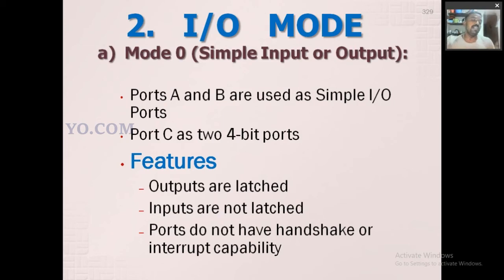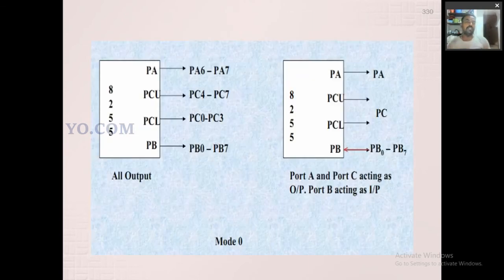Port C is again divided into two parts, port C lower and port C upper. The features of IO mode: outputs are latched, inputs are not latched. Ports do not have handshake or interrupt capability. So in IO mode, mode 0 is simple input output, and these are the features of simple input output.